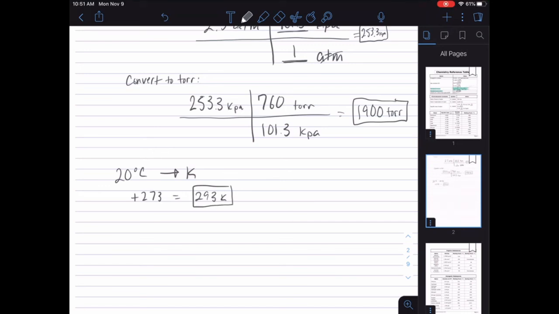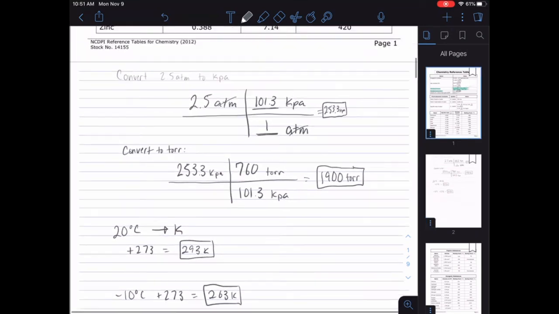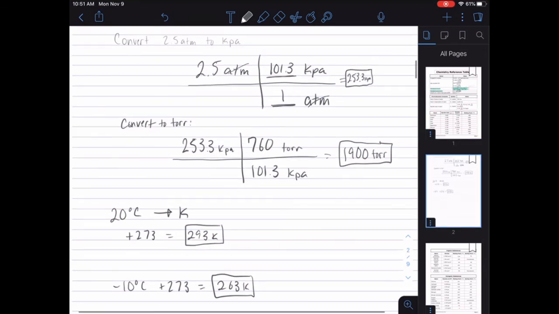Sometimes you might have a negative number, like, what about negative 10 degrees Celsius? Well, if we add 273 to negative 10, that's going to give us 263 Kelvin. So converting between Celsius and Kelvin is pretty easy. So those are all the conversion factors you need to know for gases.